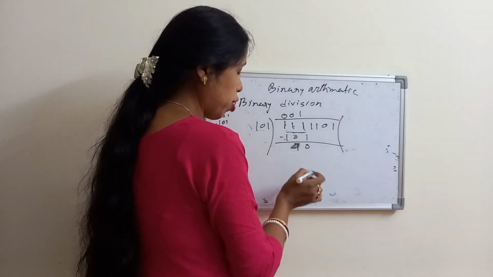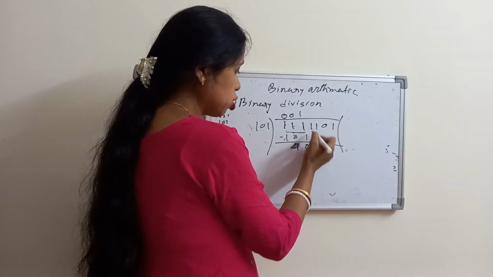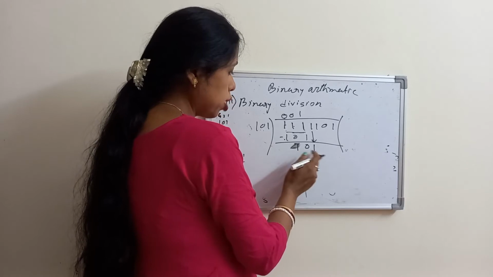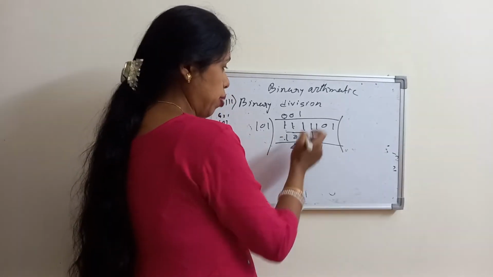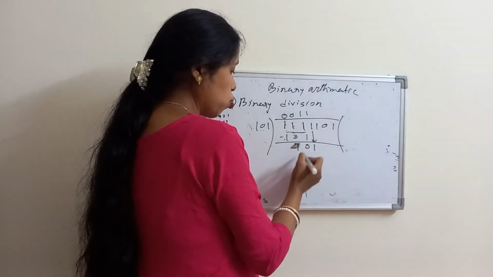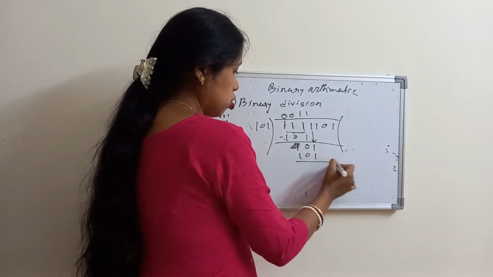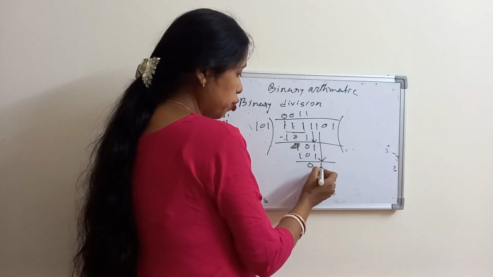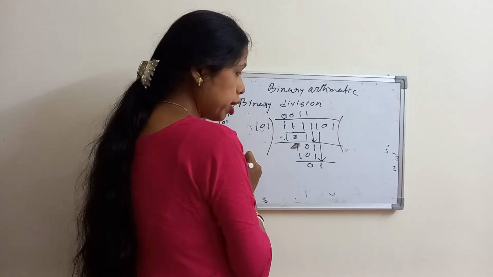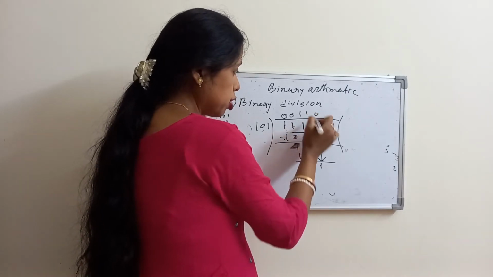This 0 is not required. So again I am placing this 1. Again you can see this 101. This is binary 5. Okay, 5 is divisible by 5, so here I am writing 1. So this is 0. Again I am writing 1. Now you can see this 1 is not divisible by this 5, so I am writing 0.